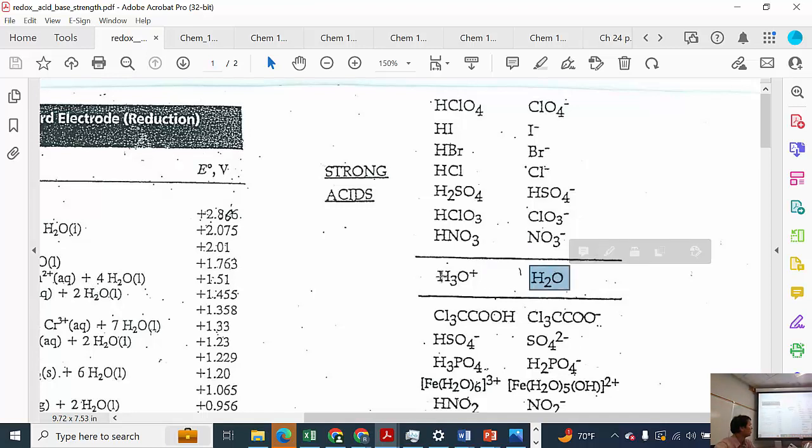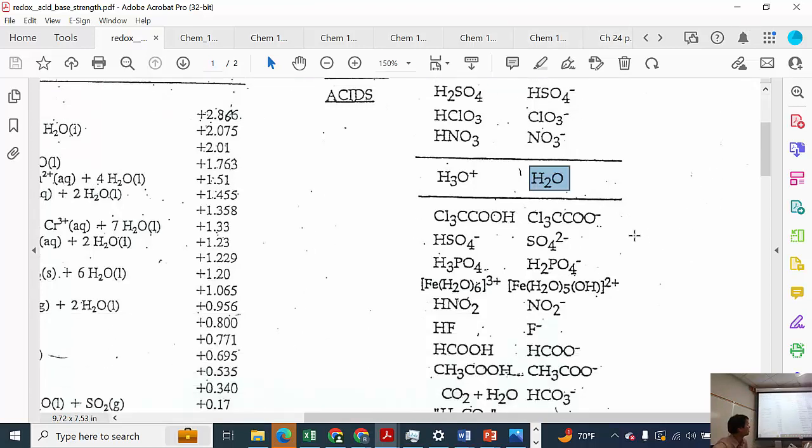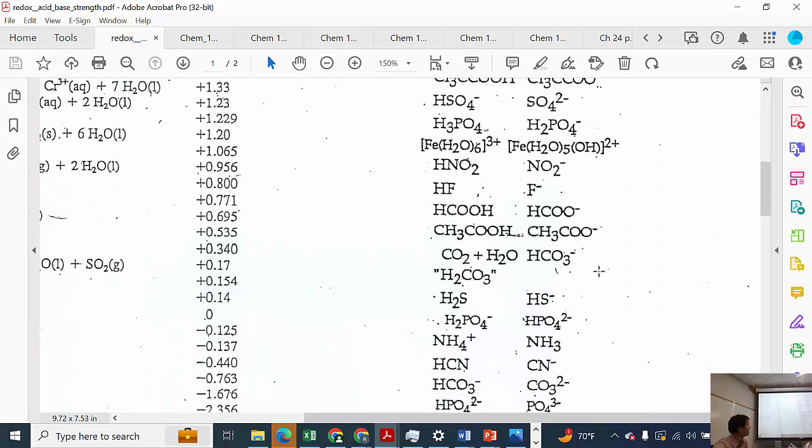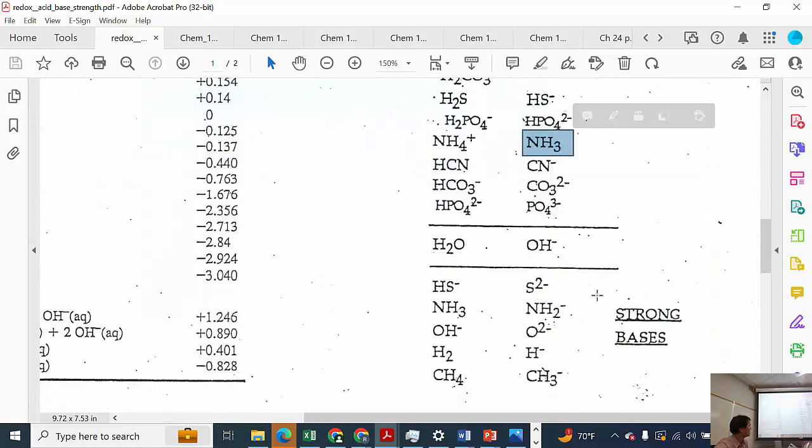So if we're looking at the proton here, it's going to be a proton fight between two waters. One water already has a proton. The other one's going to try to take it away. And so it's going to react with all bases stronger than water, which is all these, which we just already talked about, including ammonia. We've already talked about these.